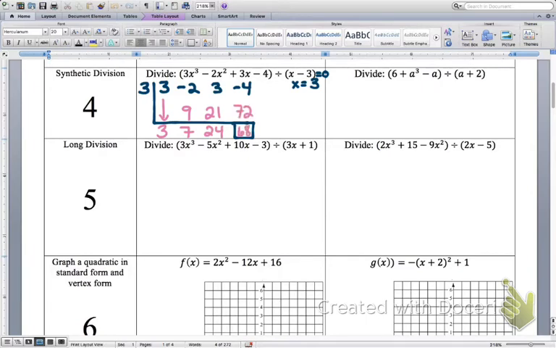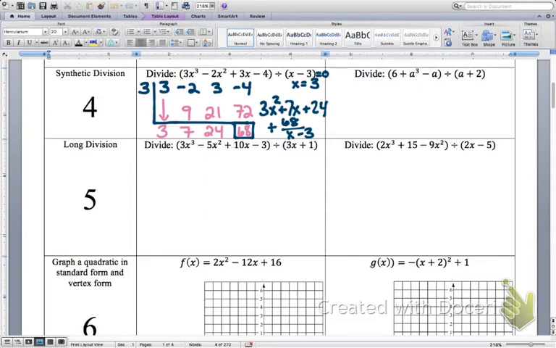In this case we do get a remainder. So when we write our final answer, our degree that we started with was x to the third power, so our remaining polynomial is going to start with the x squared. So we've got 3x squared plus 7x plus 24, and then we write our remainder over what we're dividing by, which is 68 over x minus 3. Let's look at our second example.